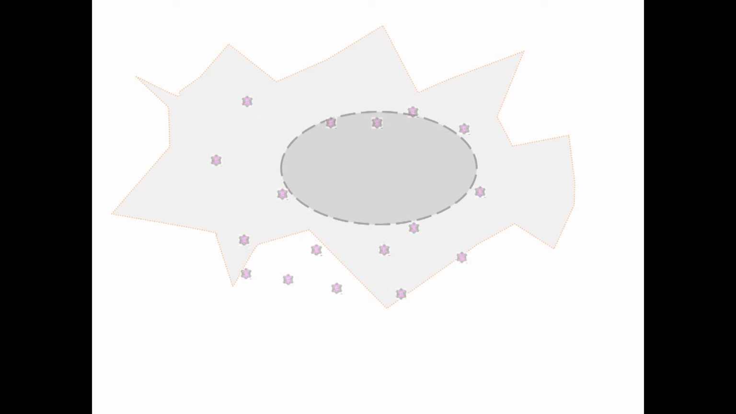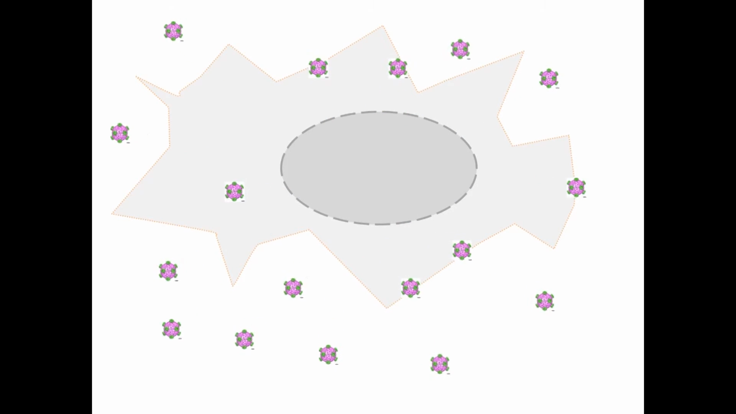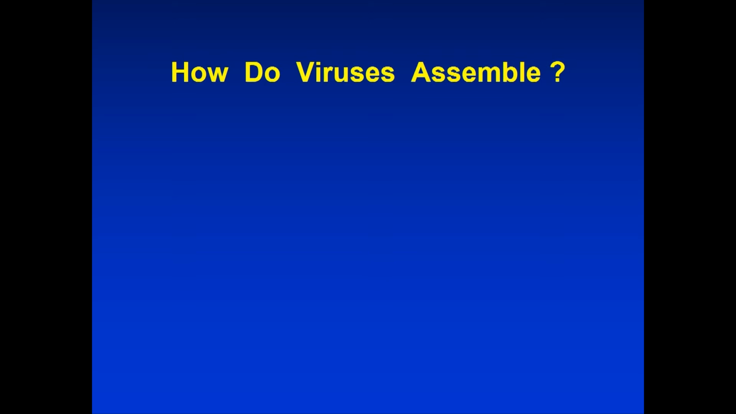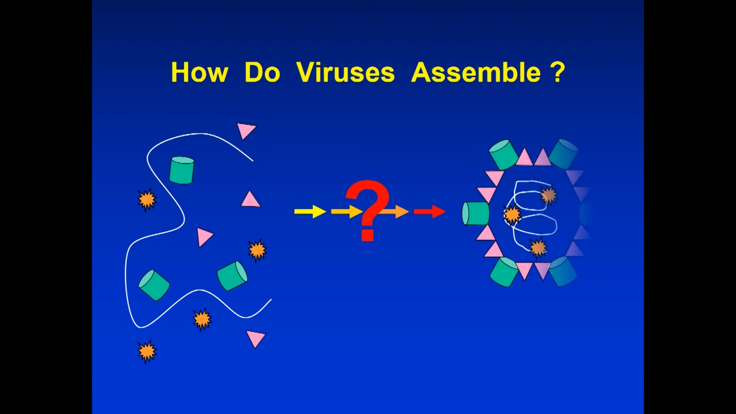So my laboratory works with a number of viruses, including influenza, and there are several questions that we are attempting to answer. One question is, how does this assembly process take place? In other words, how do those individual components know where to go to build the finished product? How do the green cylinders know where they're supposed to go? How do the orange starbursts know where they're supposed to go?